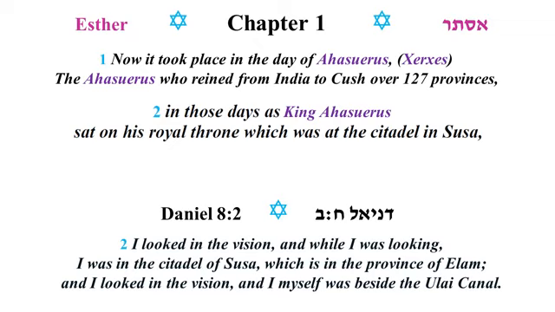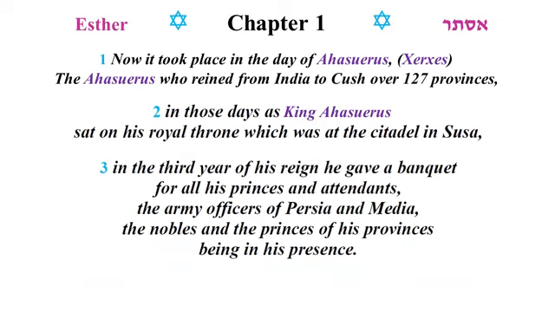Verse 3. In the third year of his reign, he gave a banquet for all his princes and attendants, the army officers of Persia and Media, the nobles of the princes of his provinces, being in his presence.